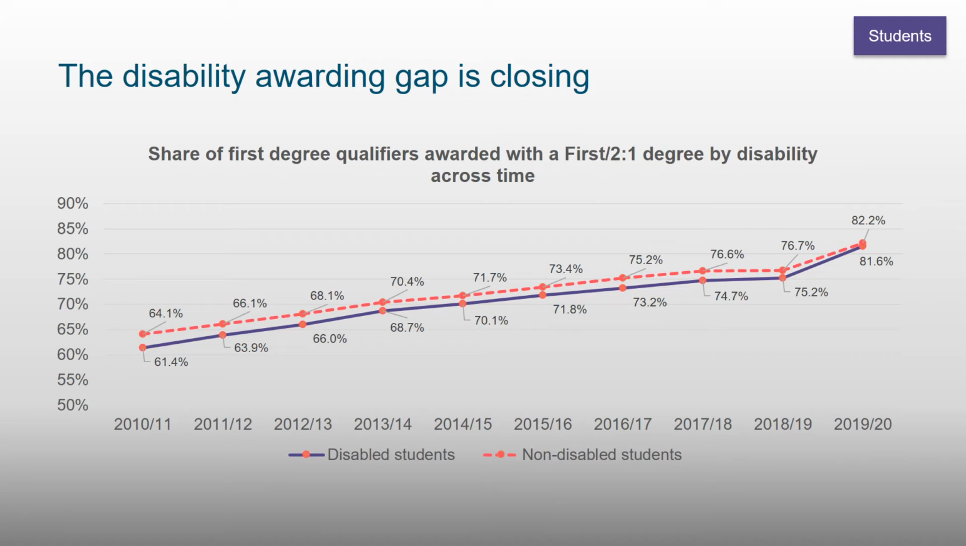Finally, looking at the disability awarding gap, this has reduced more so within the last year than in the past. Specifically, whereas between 2010-11 and 2018-19 the awarding gap between non-disabled and disabled qualifiers was on average around 1.9 percentage points, in 2019-20 this was only 0.6 percentage points, with 82.2% of first-degree non-disabled qualifiers and 81.6% of disabled qualifiers being awarded a first or a 2:1 degree.